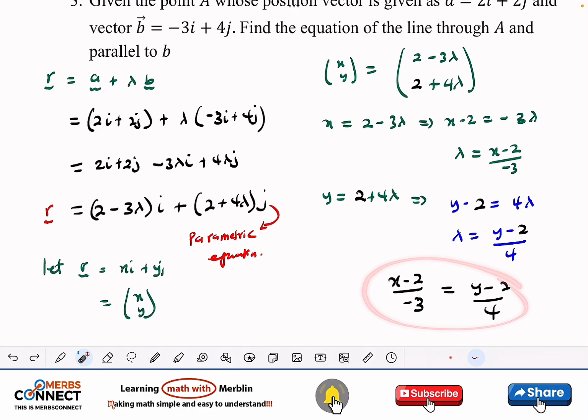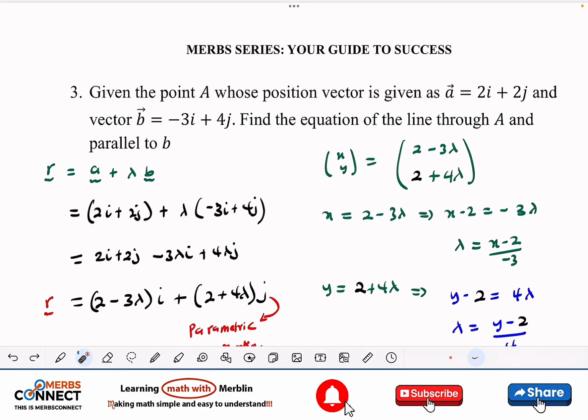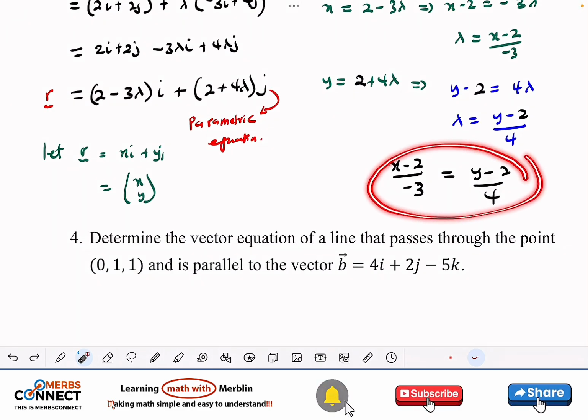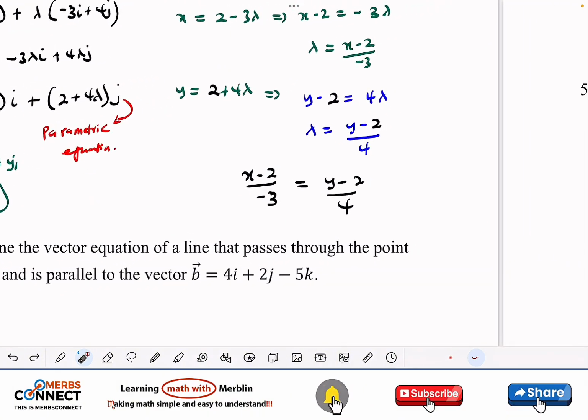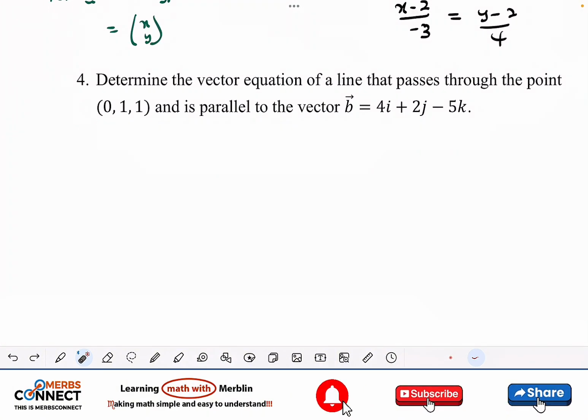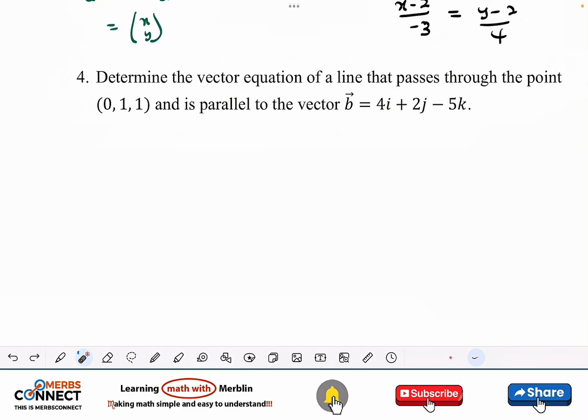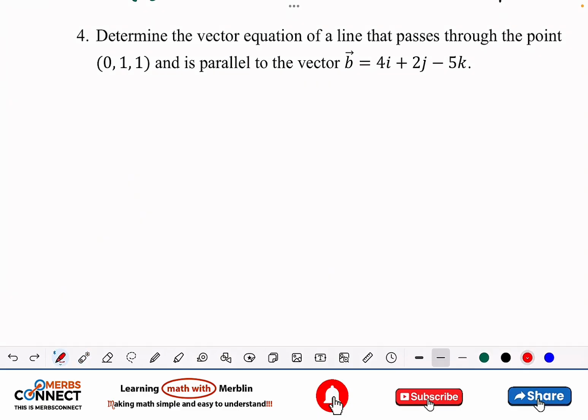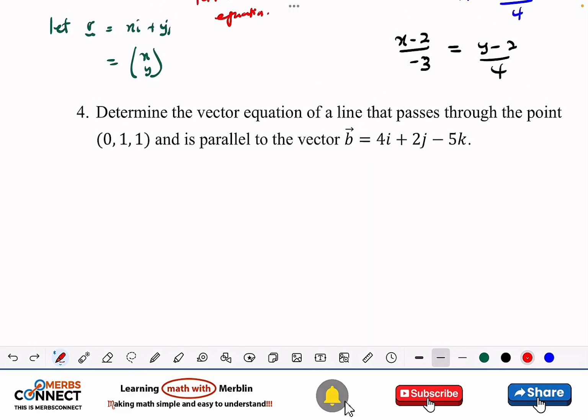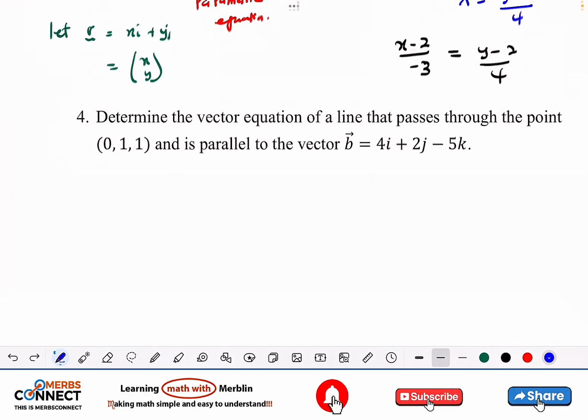So this is what we are going to get from question 3. This is the symmetric equation. Let's look at question 4. Let's do more on question 4. Question 4 is similar, but this one is in the 3D form. So let's pick our functions.